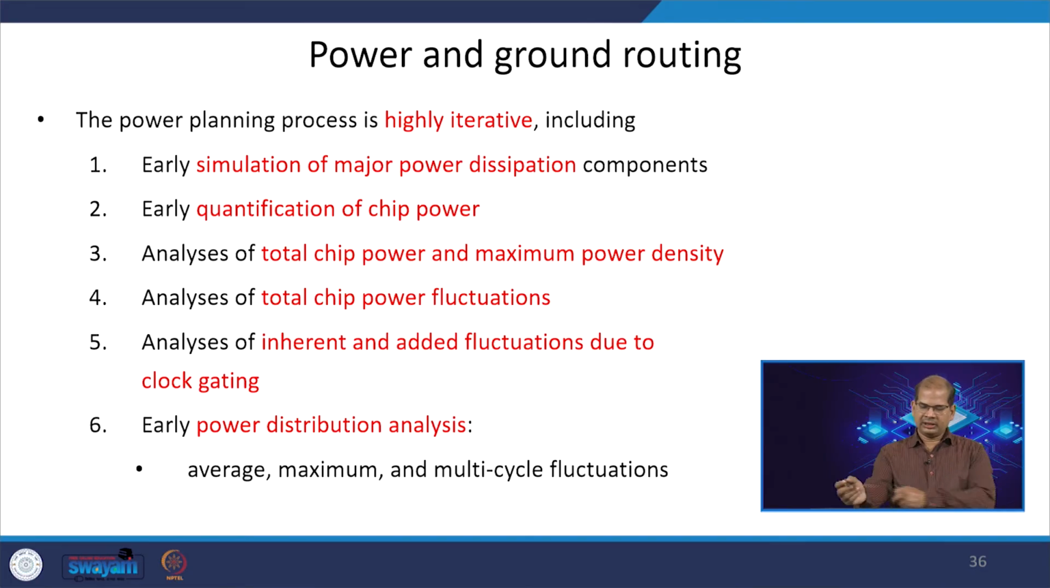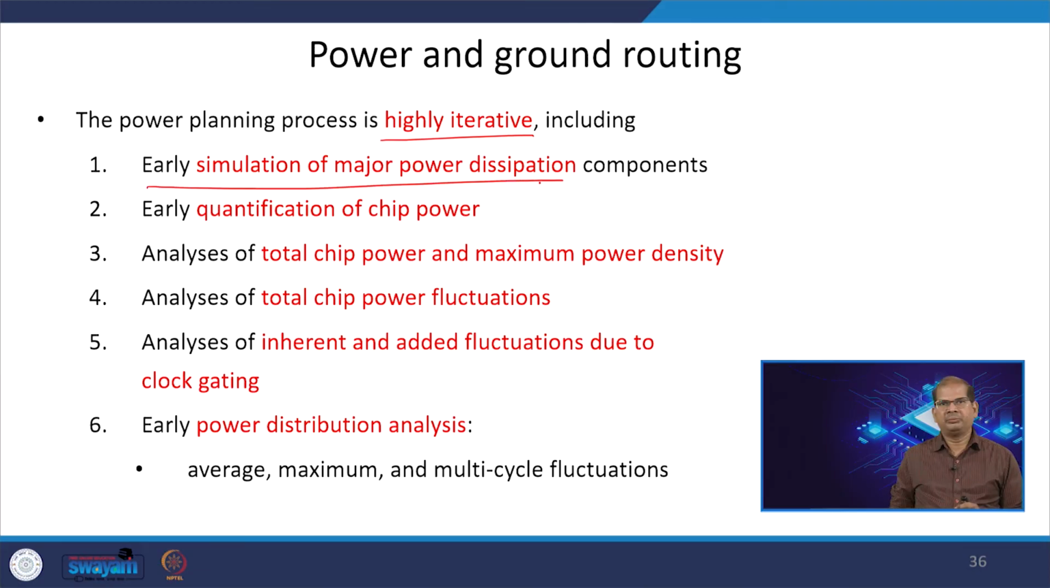So, what are the goals of power and ground routing? It is a highly iterative process. It uses early simulation of the major power distribution components, and it also includes the quantification of chip power. Early simulation of the major power distribution components is essential as an input to our power and ground routing algorithm, and also how much power budget needs to be provided.